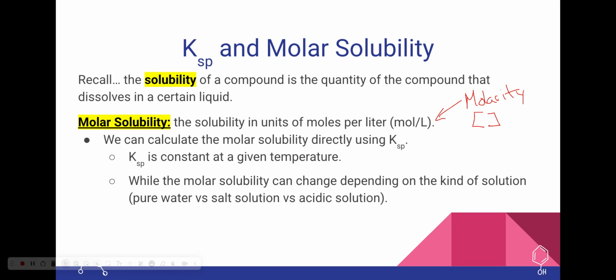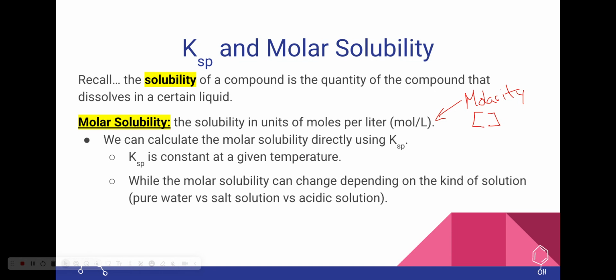And so KSP is constant. However, that does not mean the molar solubility is constant. In fact, the molar solubility of an ionic compound is going to change based on the kind of solution that it's being dissolved in. So that could be different from pure water to a salt solution to an acidic solution to a basic solution. We will talk about solubility again in terms of acidic and basic solutions in Unit 8.